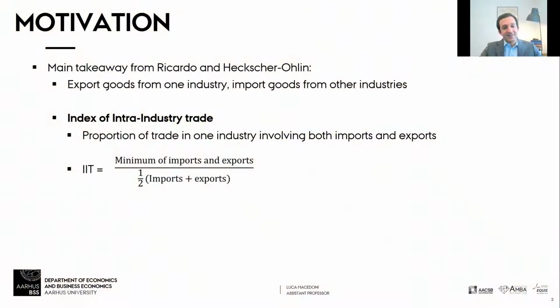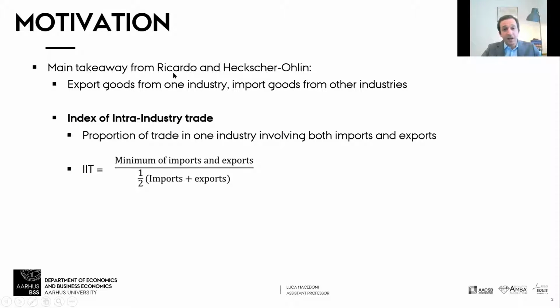Well, it's 0. Why is that? Well, because within an industry, say computers, what is the minimum between your imports and exports? If you have a comparative advantage in computers, you export computers, but not import them. So your minimum between imports and exports is going to be 0. Same thing if you don't have a comparative advantage in computers. In that case, your exports are 0, and so the numerator is always 0 in the Ricardian and Heckscher-Ohlin model.